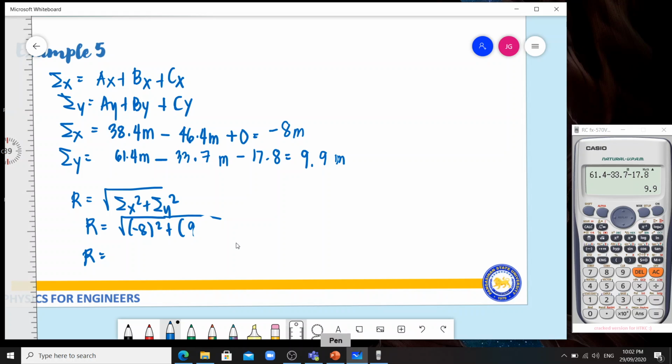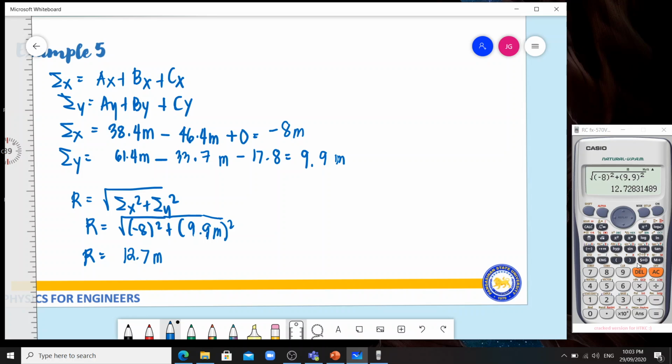Okay. 9.9 meters squared. Yan. So, dito dapat ay negative 8 squared plus 9.9 squared. 12.7. Okay. 12.7 meters. Okay. Ngayon, meron na tayong magnitude.